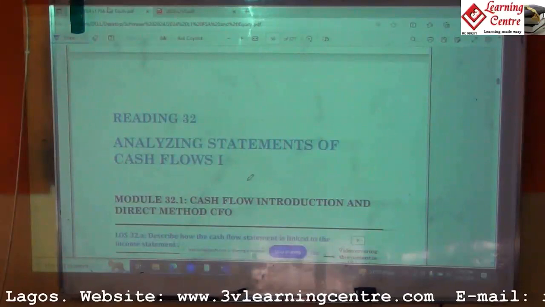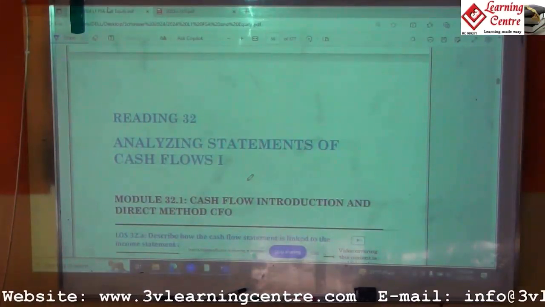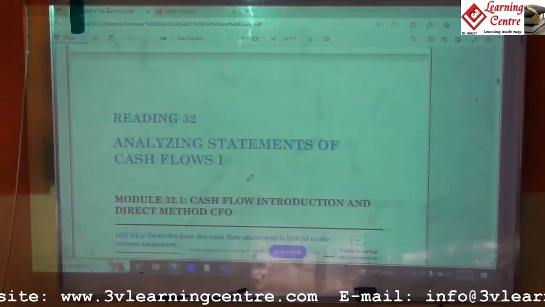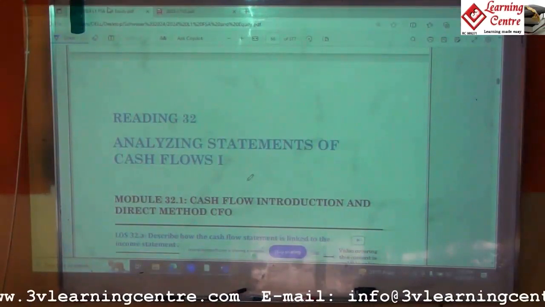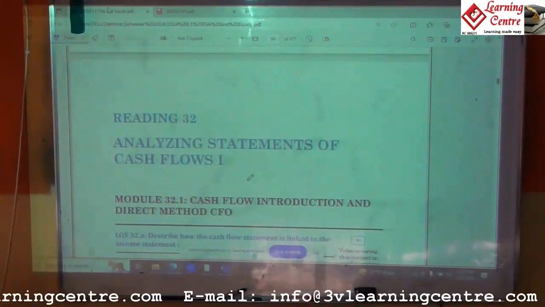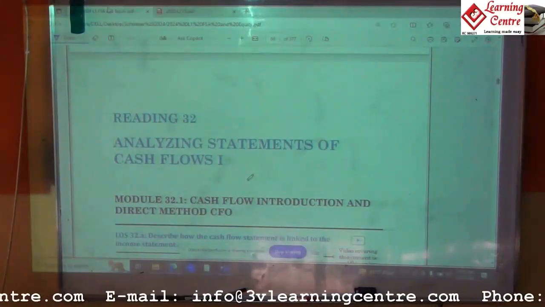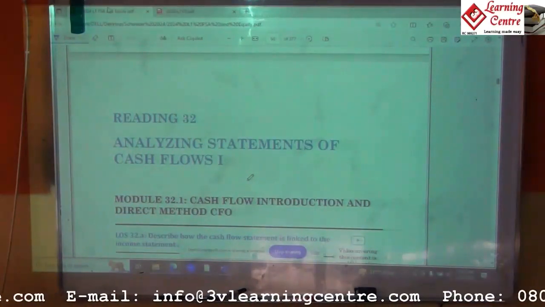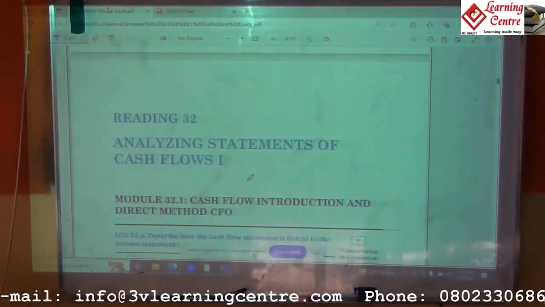So they assist users to evaluate liquidity, solvency, and financial flexibility. So basically for a cash flow, it's only cash items that go in.